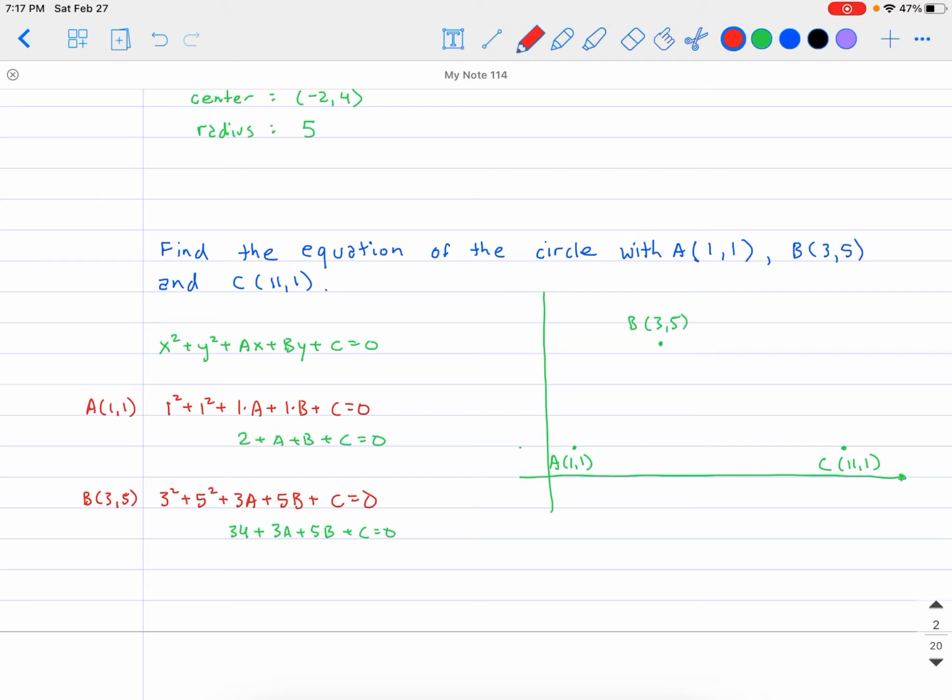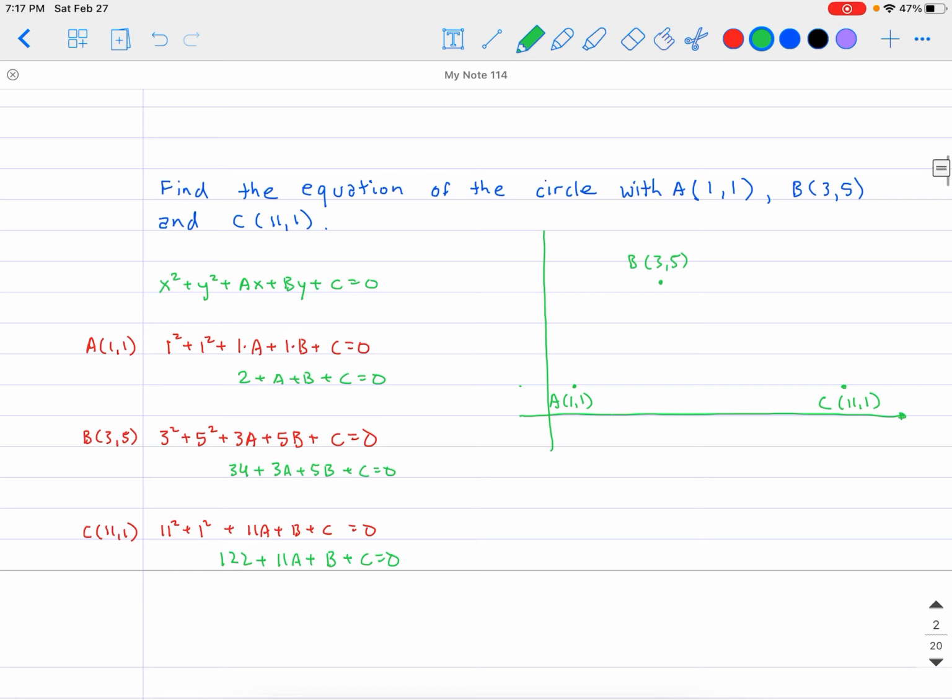And then finally, if we take the last point and plug that in, so C, which is 11 comma 1, we are going to get 11 squared plus 1 squared plus 11a plus b plus c is equal to 0. So that right there would then give us 122 plus 11a plus b, and then plus c is equal to 0. And supposedly what we need to do now is take this guy, this guy, and this guy, and form a system of equations, so that way we can solve for a, b, and c.